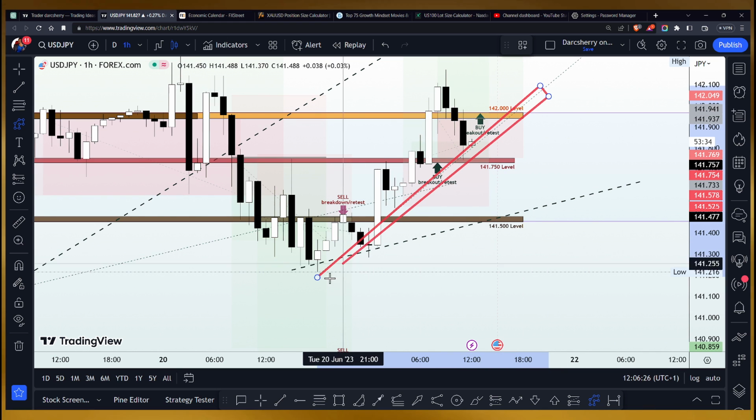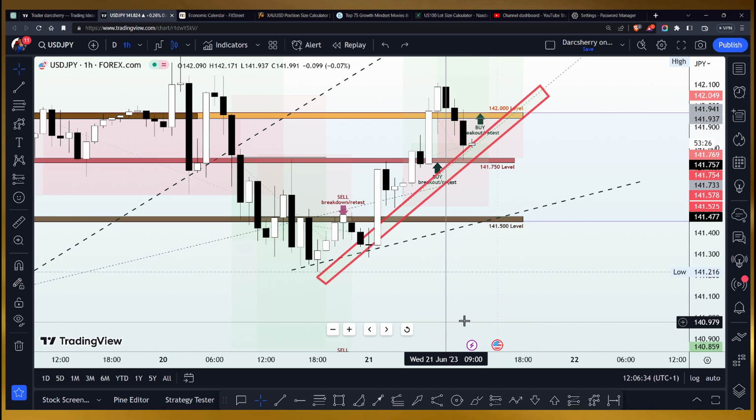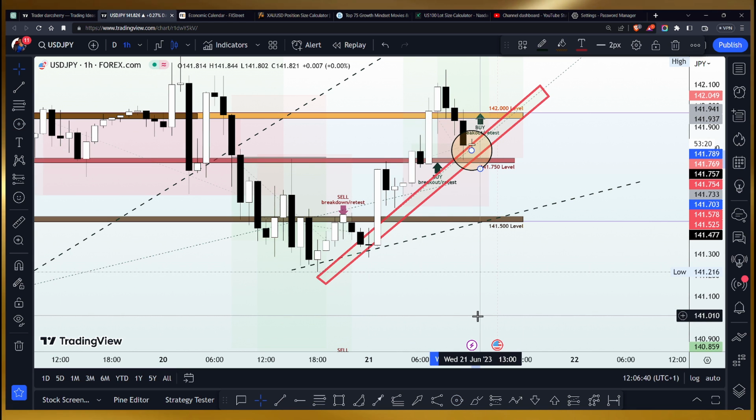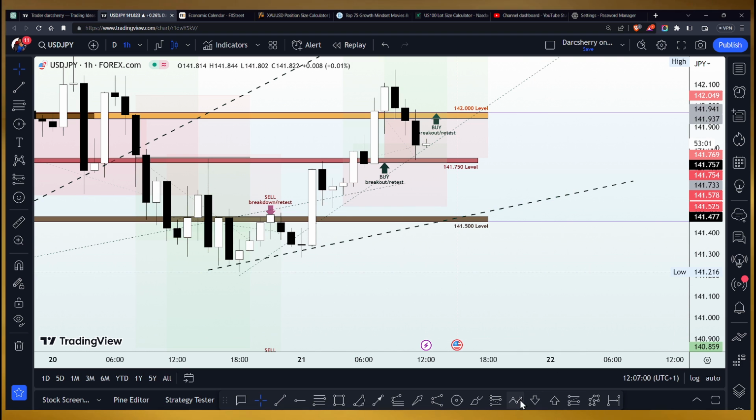Going into the New York session today, what we are going to be doing on the USDJPY is to see how price action reacts to this temporary trend line. We are at a very important confluence here, sitting exactly above the 141.750 level. How price action reacts to this trend line will determine if we are going to be buying or selling the USDJPY today. One of the things I'm going to be looking out for along this trend line is something like a double bottom structure to emphasize the bullish momentum that started yesterday.